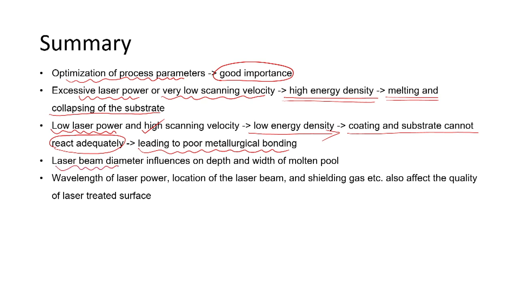Moreover, the beam diameter of the laser also influences the depth and width of the molten metal. Of course, the wavelength of the laser, location of the laser beam and shielding gas also affect the quality of the laser treated surface. If the wavelength of the laser is low, there would be more absorptivity, which we have already seen, and that would help us have efficient heating of the laser applied surface to get the required bonding done.